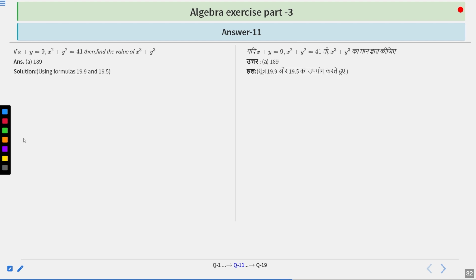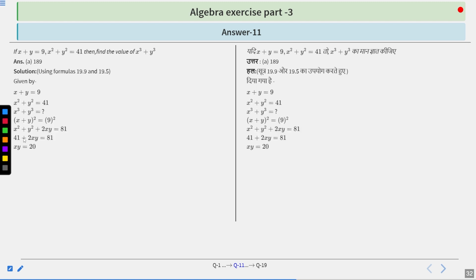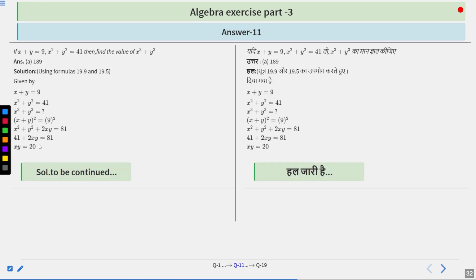Now, using formulas 19.9 and 19.5, we were given x plus y is equal to 9. And x square plus y square equal to 41 was given. And we have to find x cube plus y cube. So, if x plus y is equal to 9, then squaring, we get x plus y's whole square equal to 9 square. X plus y's whole square is x square plus y square plus 2xy, that is equal to 9 square, that is 81. Now, x square plus y square was 41. So, 41 plus 2xy is equal to 81. So, the value of xy is going to be 81 minus 41 upon 2, that is 20.